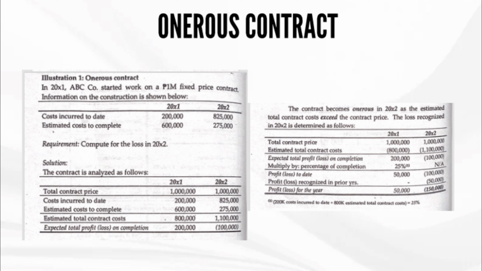In 20X1, ABC Company started work on a 1 million fixed price contract. Information on the construction is shown below. Costs incurred to date and estimated costs to complete are given for 20X1 and 20X2. The requirement is to compute for the loss in 20X2. I think this one is very self-explanatory, and the loss for the year 20X2 is 150,000.